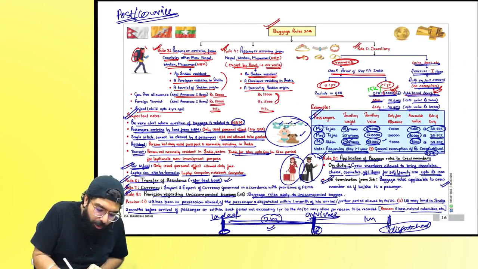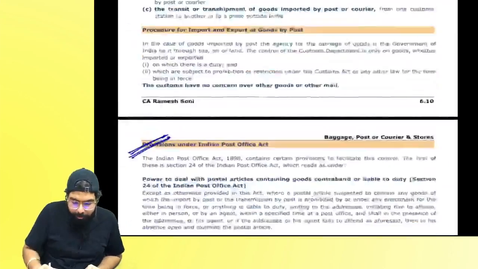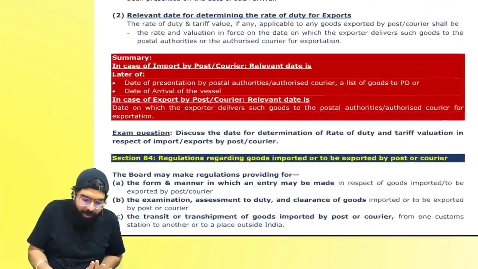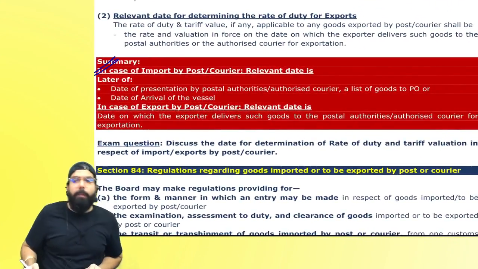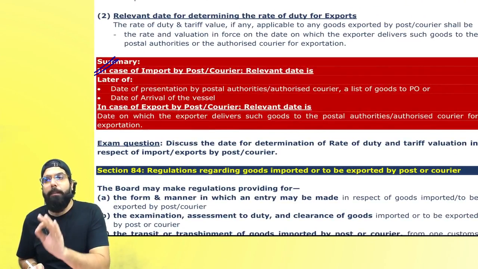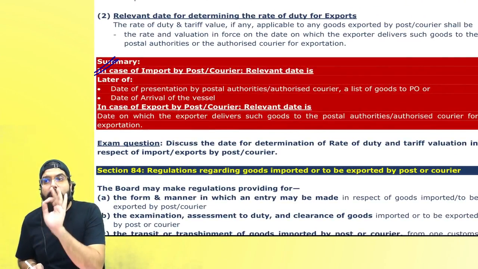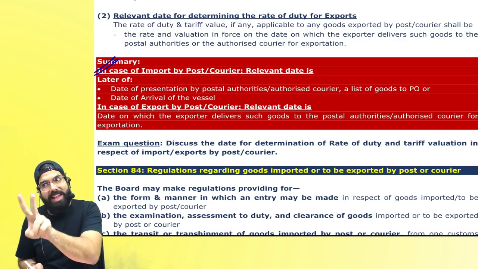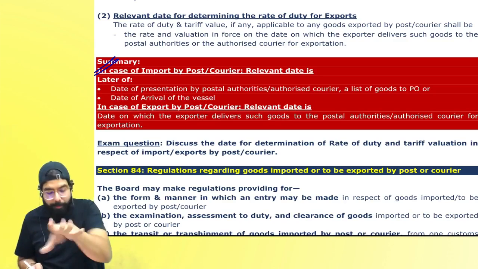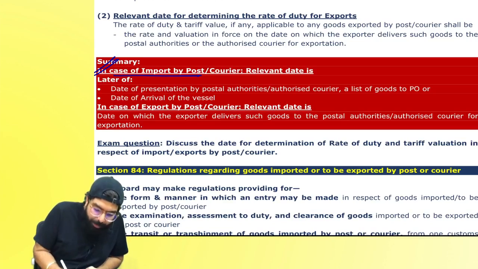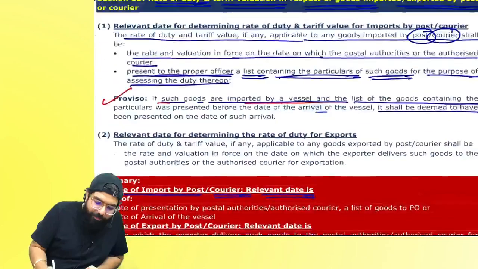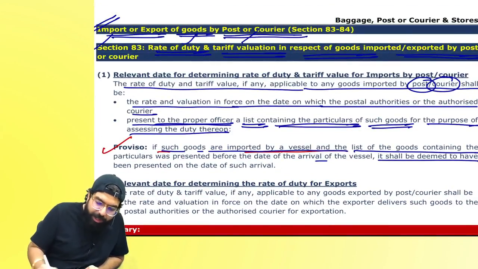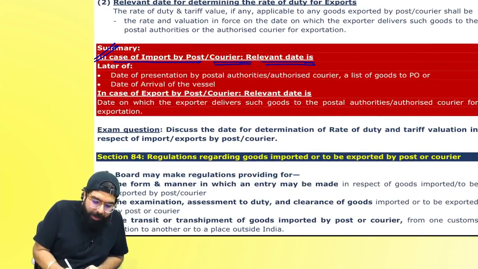Remember, in case of post or courier, the very important point you should remember is: if you have imported anything by post or courier, what will be the relevant date for determination of rate of duty and tariff value? It is very important to remember that in case of import by post or courier, the relevant date for determination of rate of duty and tariff value will always be the date of presentation by the postal authority or authorized courier of a list to the proper officer.